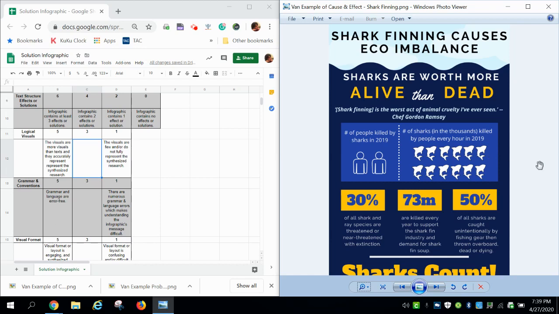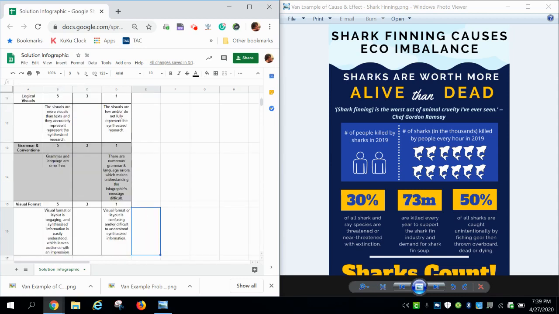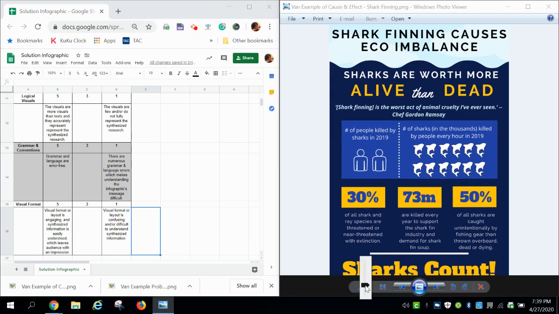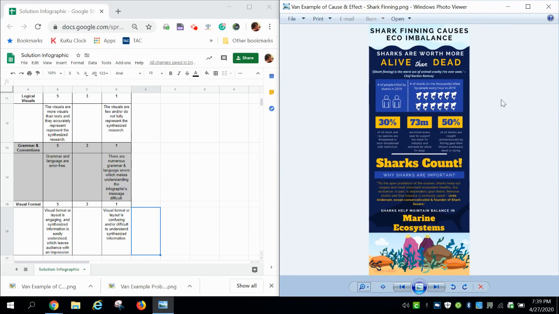Grammar and conventions, as always, punctuation, spelling, capitalization, all that applies. It always applies. And last but not least, the visual format. Taking a look at your final product, is it super busy? Do you have a lot of text and not a lot of visuals? Do you have a lot of visuals and not a lot of text?